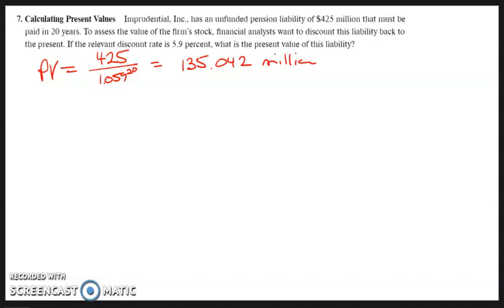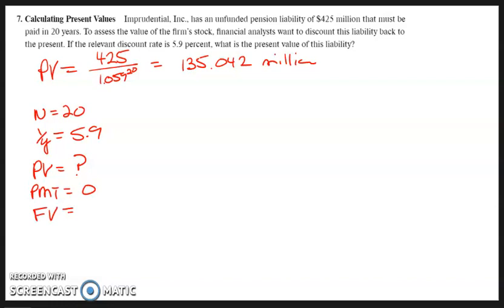So we put it in our calculator. N is 20, I/Y is the rate, 5.9, PV is what we're calculating. Payment is going to be 0. There's no mention of payments in here. The future value is the 425 million. I'll go ahead and enter the whole number here. It doesn't matter either way.